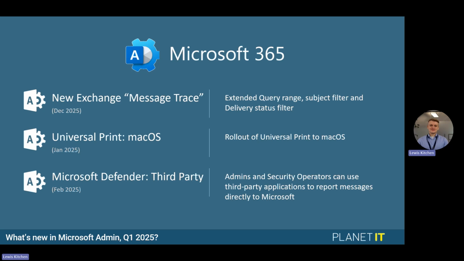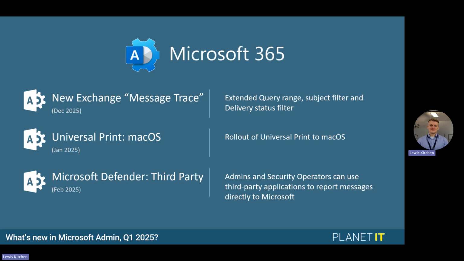Rolling out this month, which I think is already out in January, is Universal Print for macOS. This has been a long time coming. People who have macOS in their business will hopefully rejoice because they won't have to use Apple AirPrint. You can now use Universal Print for Entra ID managed macOS devices. And obviously that means you can have a unified solution of Universal Print across the board for Windows, iPhone, macOS, and Android.